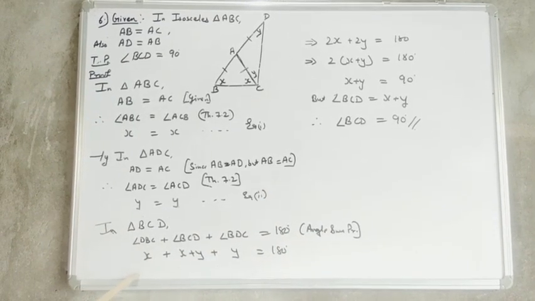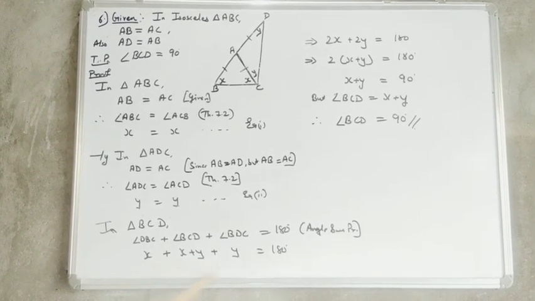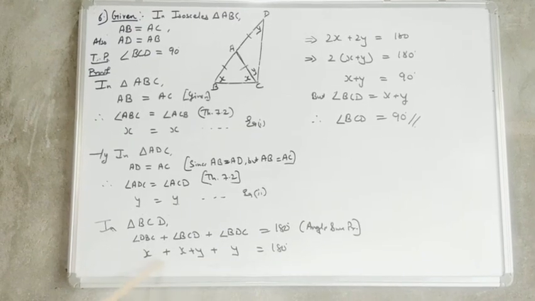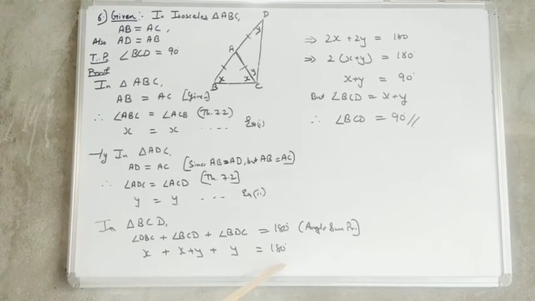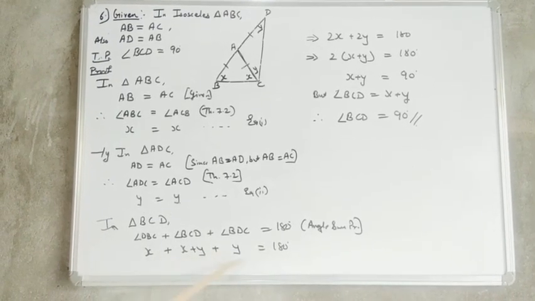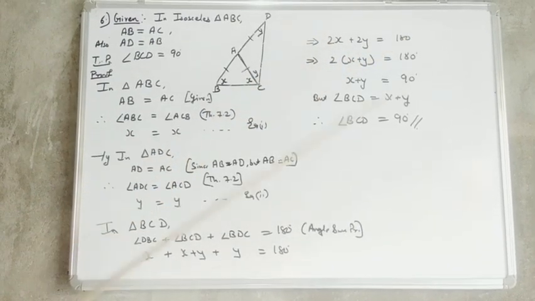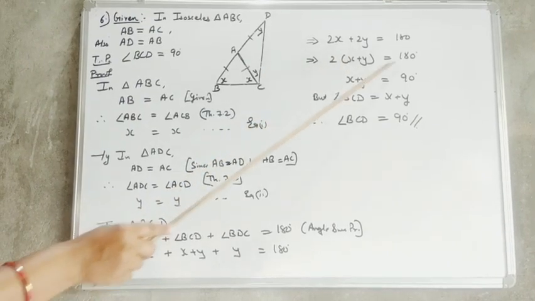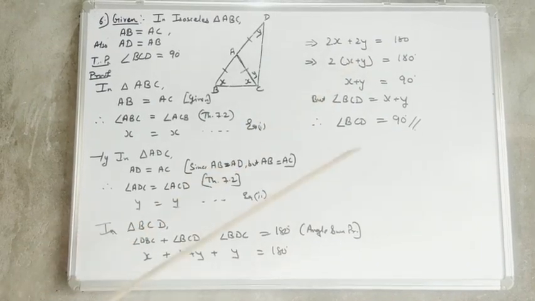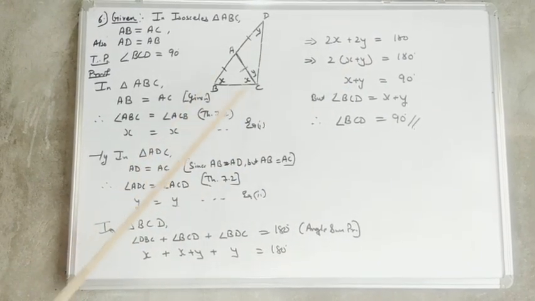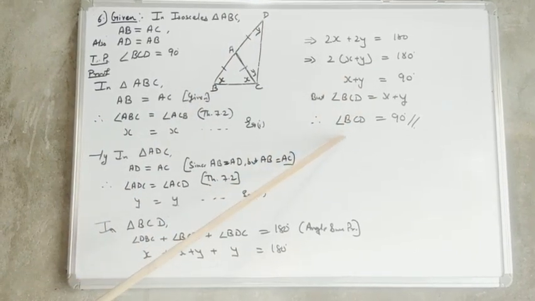Mention whatever we have taken in the figure. DBC is X, BCD we got as X plus Y, and BDC is Y. So it will be X plus X plus Y plus Y, which gives me 180. Now 2X plus 2Y is equal to 180. Taking 2 common, X plus Y equals 180 divided by 2, which is 90. But X plus Y is what? Angle BCD. So angle BCD is equal to X plus Y. That means angle BCD is equal to 90 degrees.